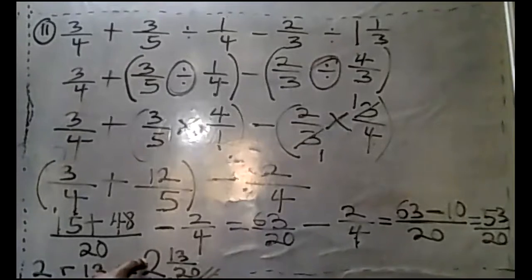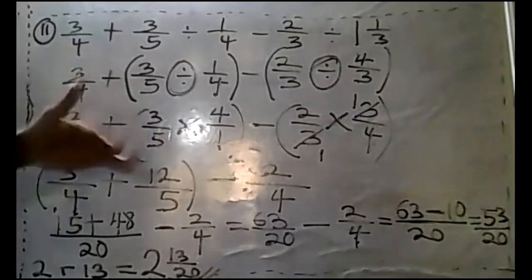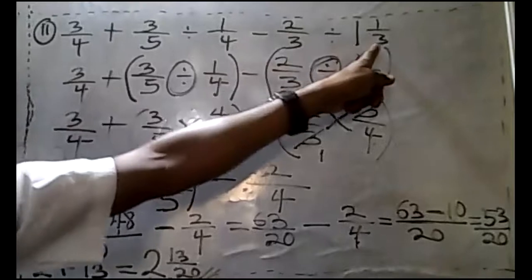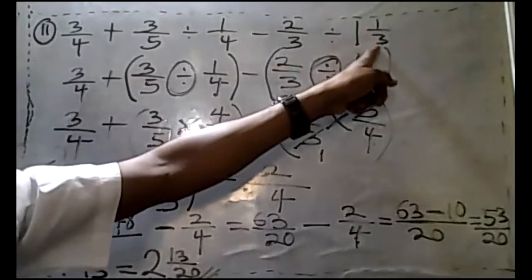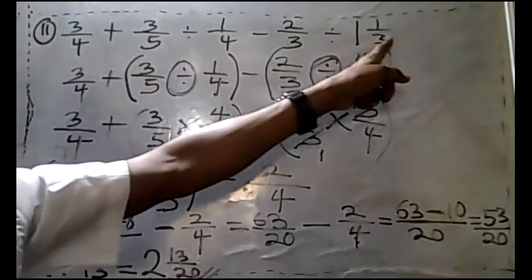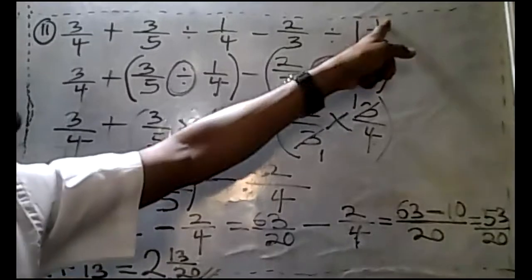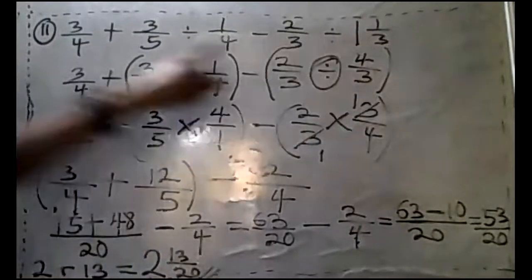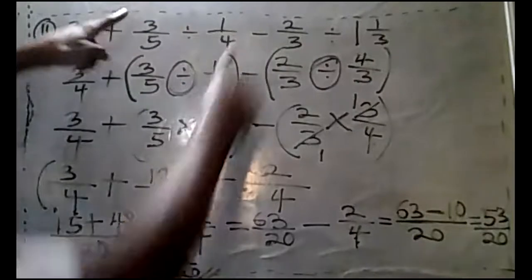2 whole number, 13 over 20. So now let me quickly explain this. What you need to do is change the last mixed fraction to an improper fraction. How? 3 times 1, 3, plus 1, 4. 4 over 3.